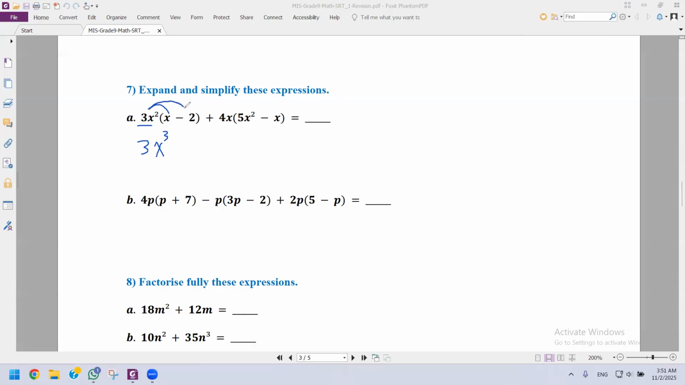Now, 3x squared times minus 2. First, let's multiply the signs. 3x is plus, 2 is minus. Plus times minus is minus. Then multiply the numbers. 3 times 2, 6. Then write x squared down.